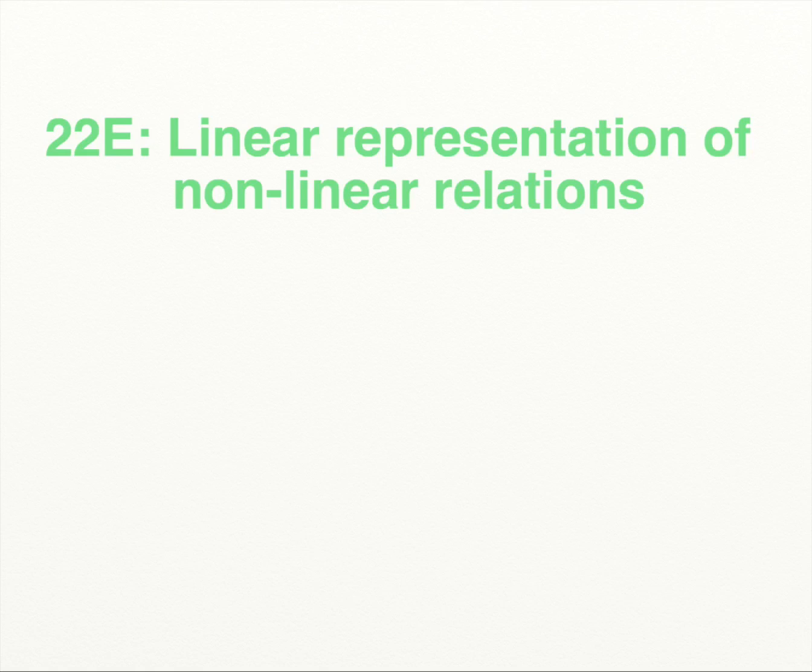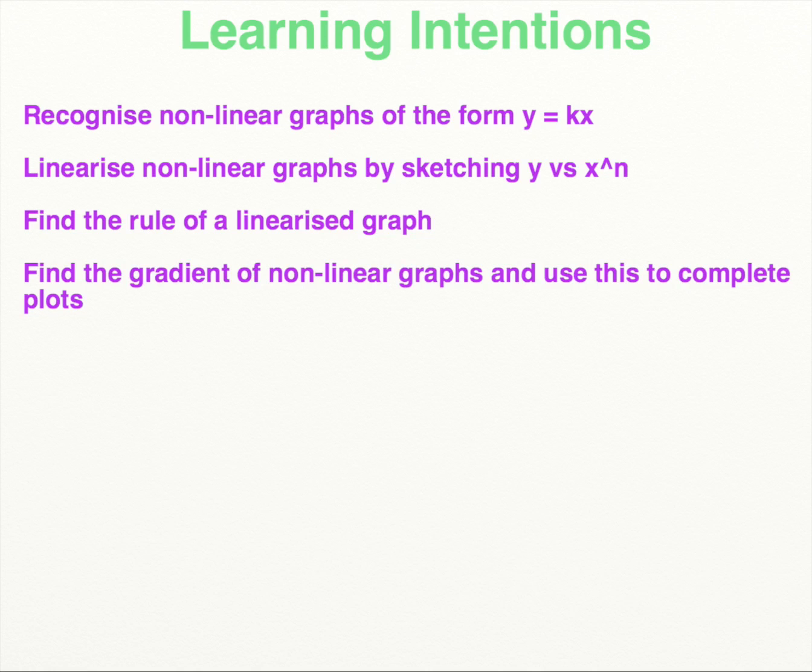Everyone, today I'm going to go through 22E, which is linear representations of nonlinear relations. What we want to be able to do today is to recognize nonlinear graphs of the form y equals kx to the power of n, so of varying degrees, and to be able to linearize nonlinear graphs by sketching y versus x to the power of n. So this is both when n is equal to 1, 2, 3, also -1, -2, and so on.